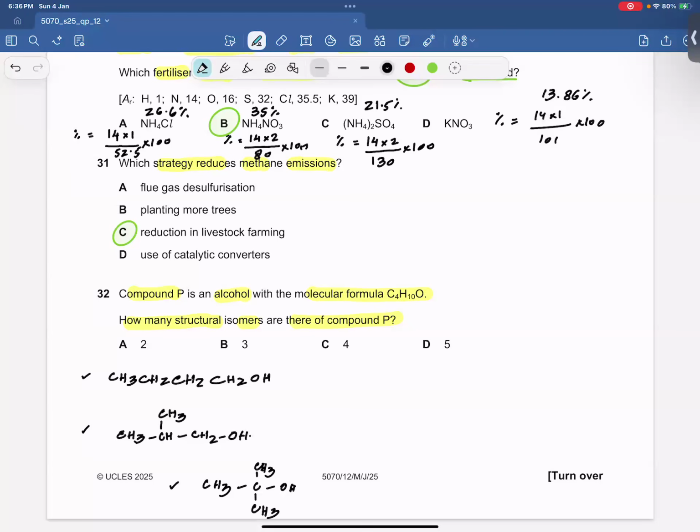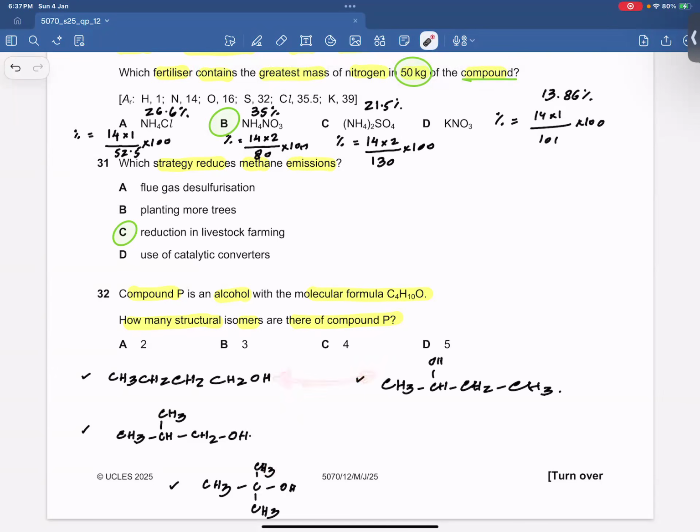By the way, both of them are chain isomers of each other. Let's talk about the positional isomer from this. So it's CH3, CHOH, CH2, CH3. So both of them are positional isomers of each other. This one is chain isomer with each other, and this one is positional isomers of each other. Okay. So there are a total of 4 isomers that exist in this, and therefore C is going to be the right answer.